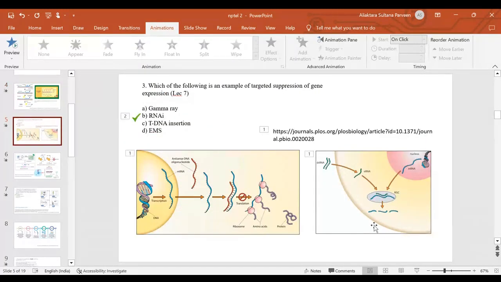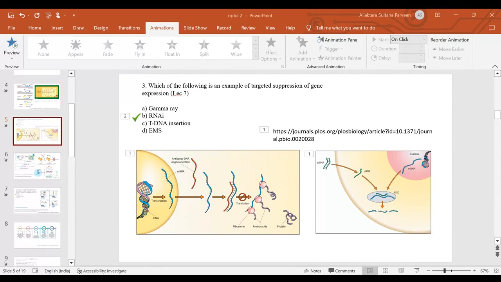So let's see the third question. Which of the following is an example of targeted suppression of gene expression? If you read the question properly, the answer is actually hidden in the question itself if you already know about it. They are asking which of them is an example of targeted suppression. Targeted means it's specific to some gene.